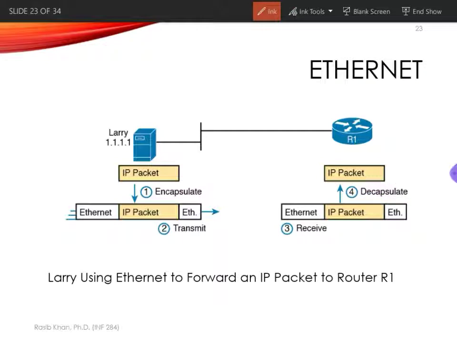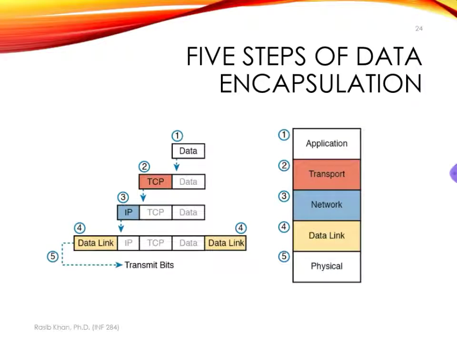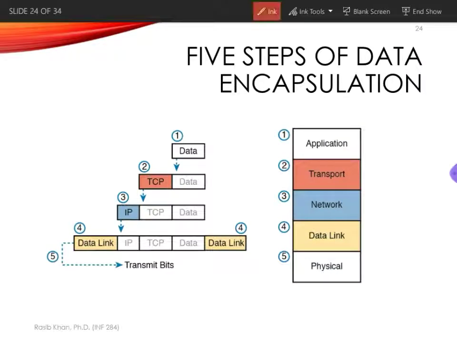So every time an IP packet is required to be sent from one node to another, it needs to be encapsulated by the Ethernet protocol. It reaches the other point, and then it needs to be de-encapsulated. And this encapsulation concept doesn't apply only to the Ethernet layer. It applies to every layer that is there in the TCP IP model.